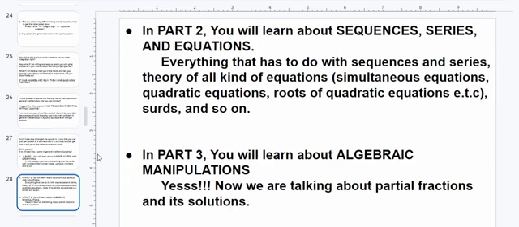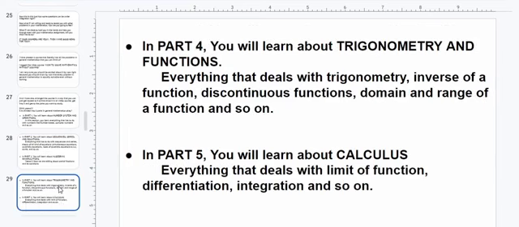All right. So in part four, you learn about trigonometry and function, everything that has to do with trigonometry, inverse of a function, discontinuous function, domain and range of a function. You see, everything that has to do with function is what you are going to be learning in part four, because all of them are actually solvable without solving.